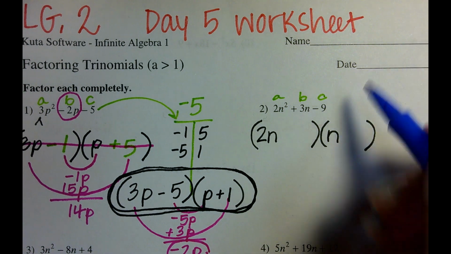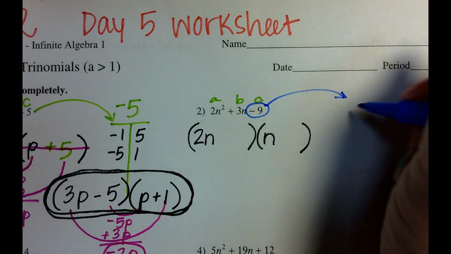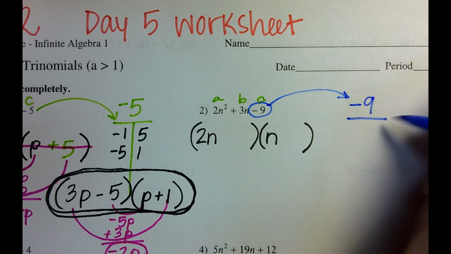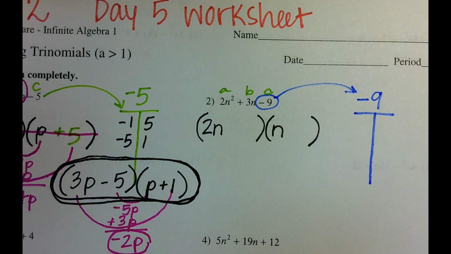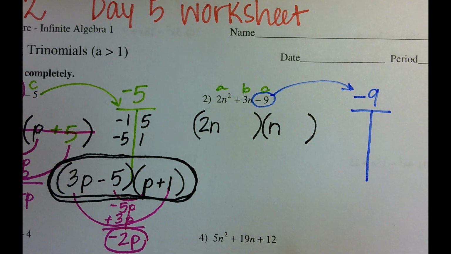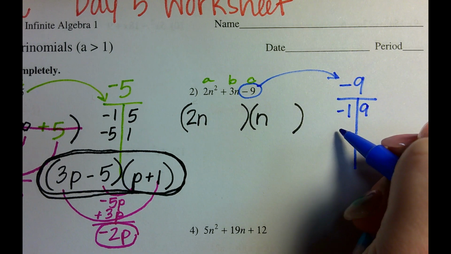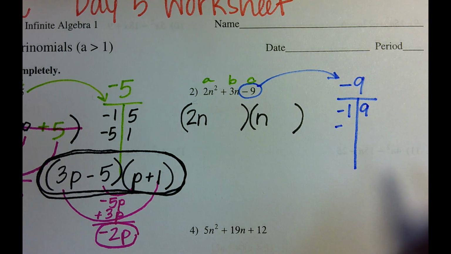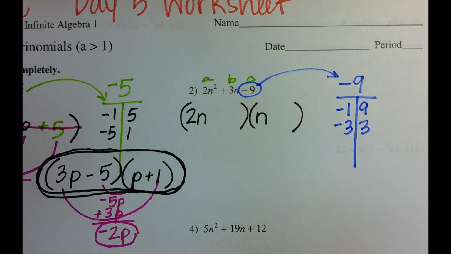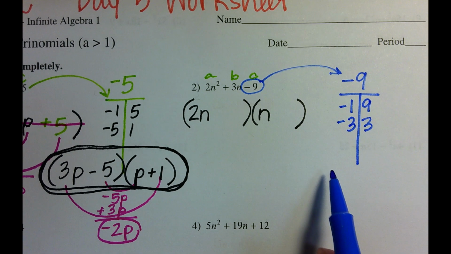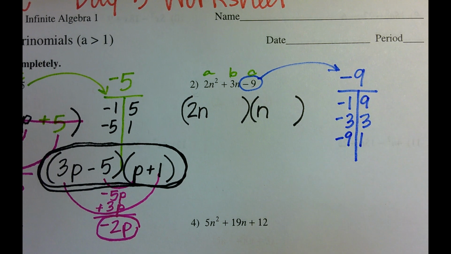We're going to look at all the factors of C, which is -9. So, what are some factors of -9? -1 and +9. -3 and 3. Perfect. -3 and +3. Yes, then we could also have -9 and 1.